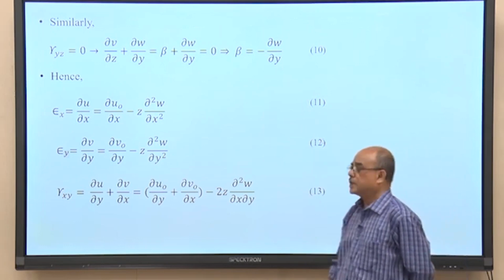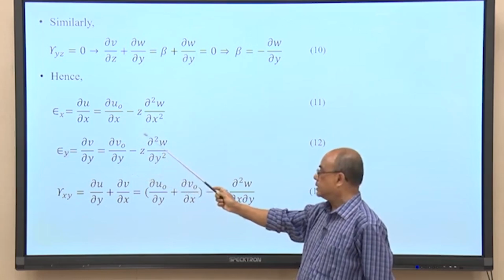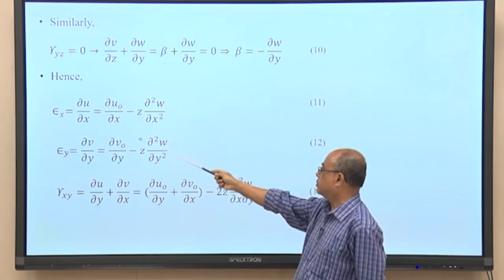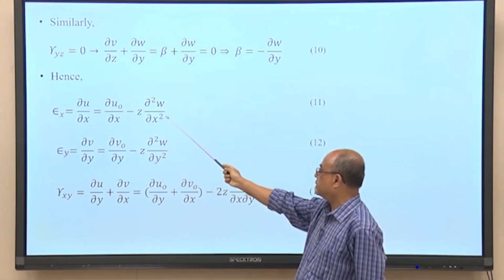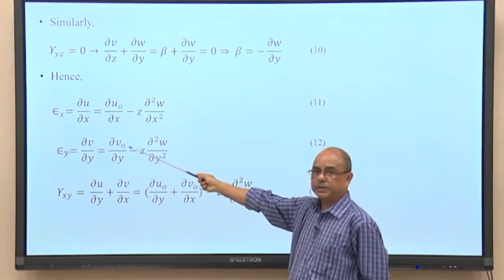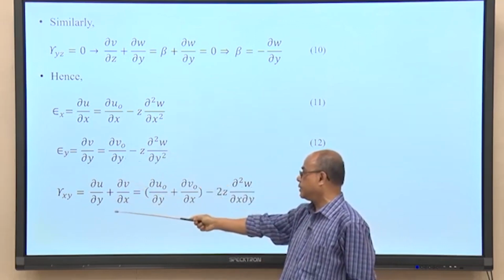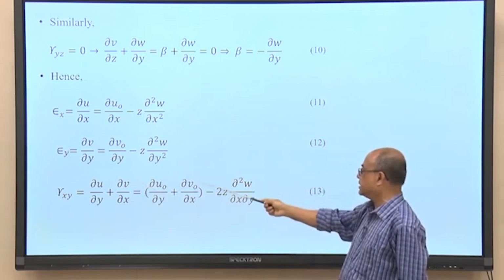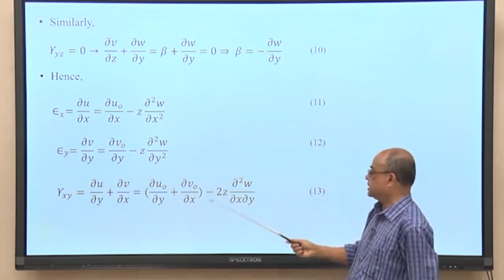Hence, we can write epsilon x and epsilon y considering the middle surface stretching in a modified form. So, epsilon x and epsilon y will now be in a modified form, because these extra terms are coming: del u naught and del v naught terms. Therefore, gamma xy will be del u by del y plus del v by del x. So, you can see the change in the strain expressions because of medial surface stretching.